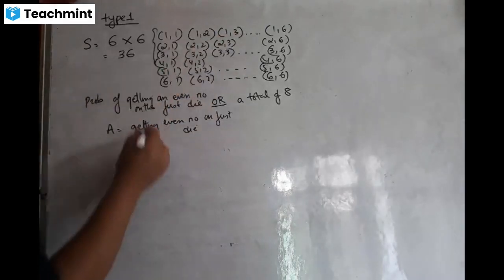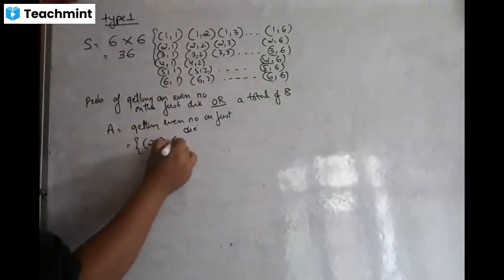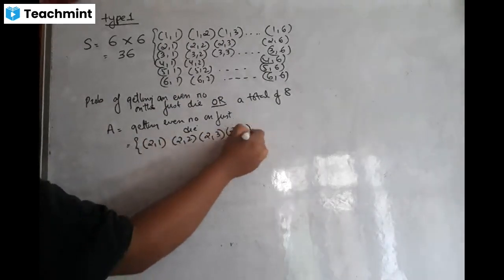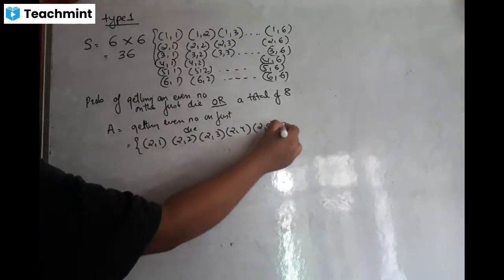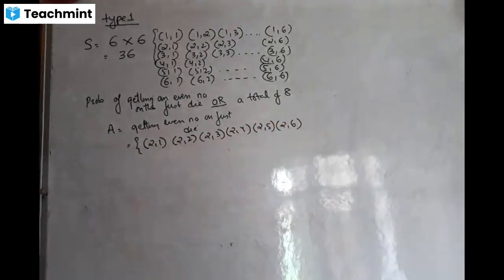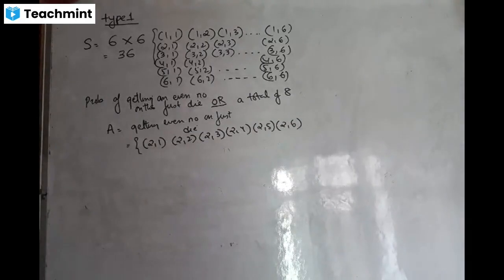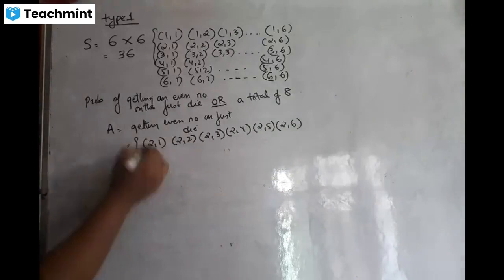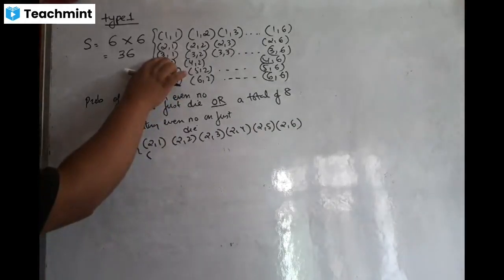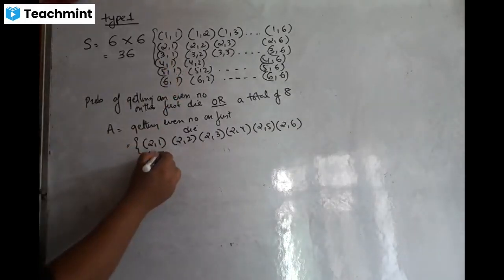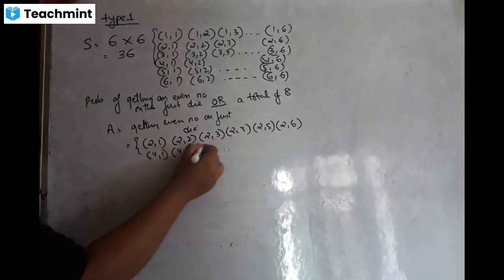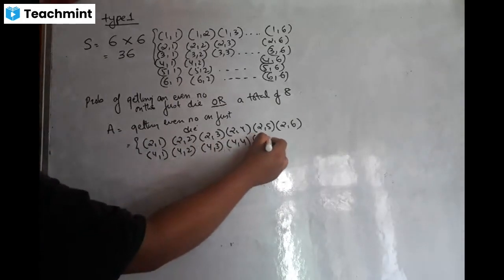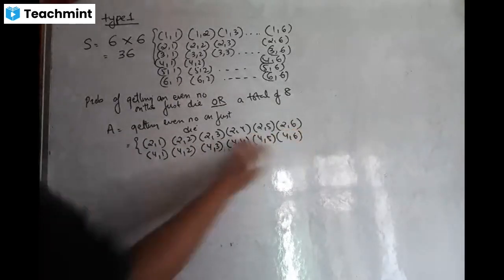So even number means 2 comma 1, 2 comma 2, 2 comma 3, 2 comma 4, 2 comma 5 and 2 comma 6. I just want the first number to be even. Similarly, I cannot take this because 3 is odd. I can take this. So second is going to be 4 comma 1, 4 comma 2, 4 comma 3, 4 comma 4, 4 comma 5 and 4 comma 6.